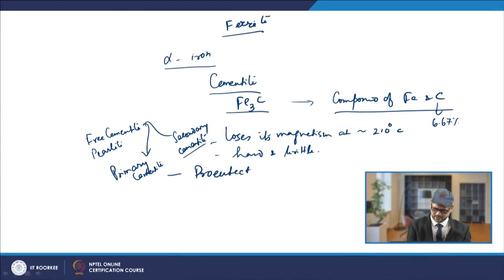You also have another cementite, that is pro-eutectoid cementite, formed before the eutectoid temperature. Again, that also forms in the solid state. So, that is pro-eutectoid cementite.